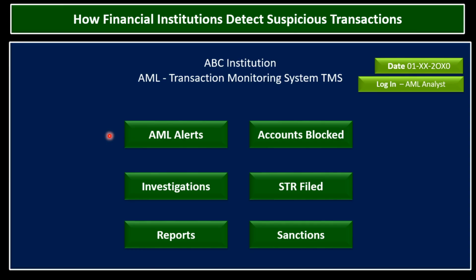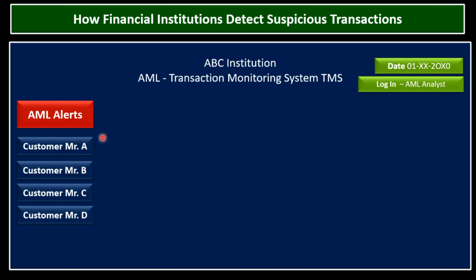suppose as the AML alert is generated, the AML analyst will log into the system. This is the dashboard sample in front of you. The AML analyst is interested to review the AML alerts generated. So he or she will click on the AML alerts button. Then suppose 4 AML alerts are generated by the system on a particular day, but Mr. A's account is to be given priority because it is on the top.